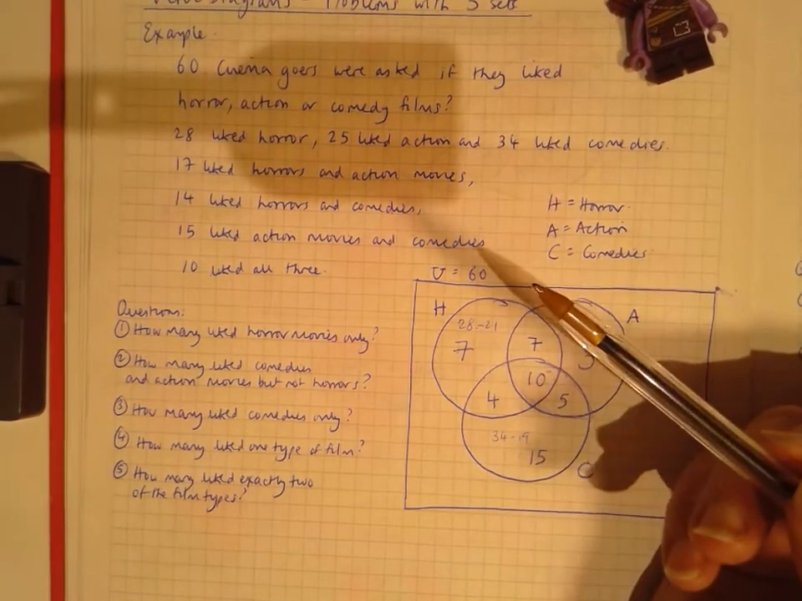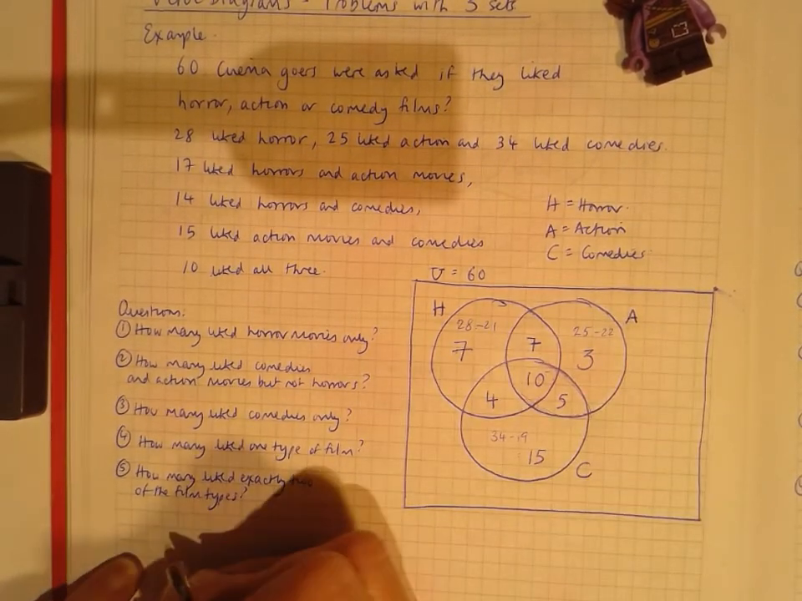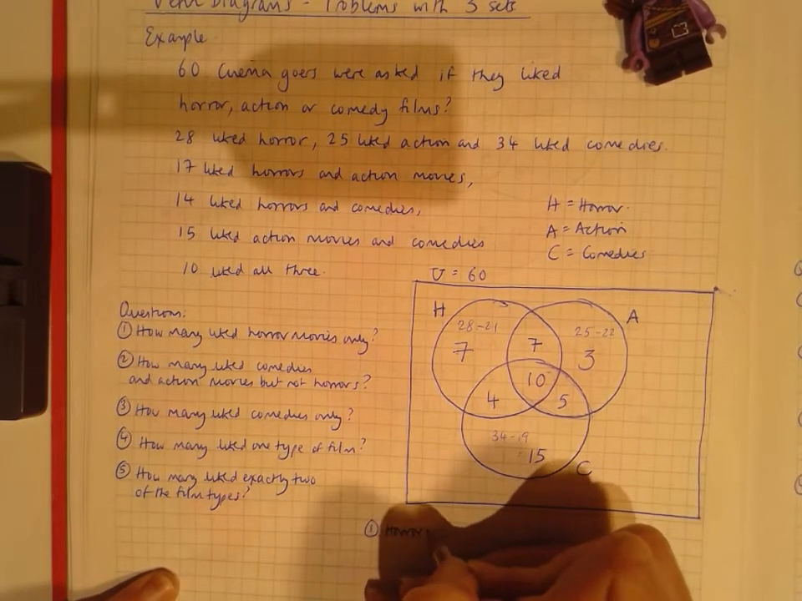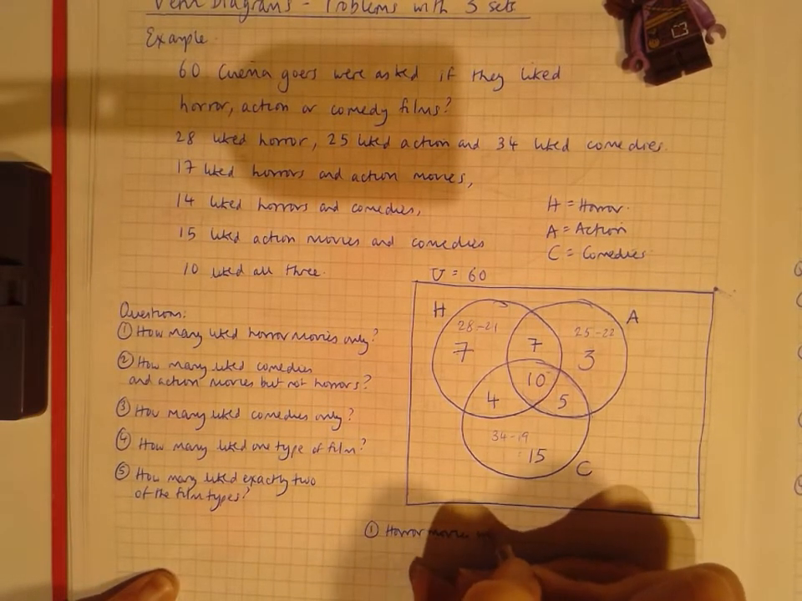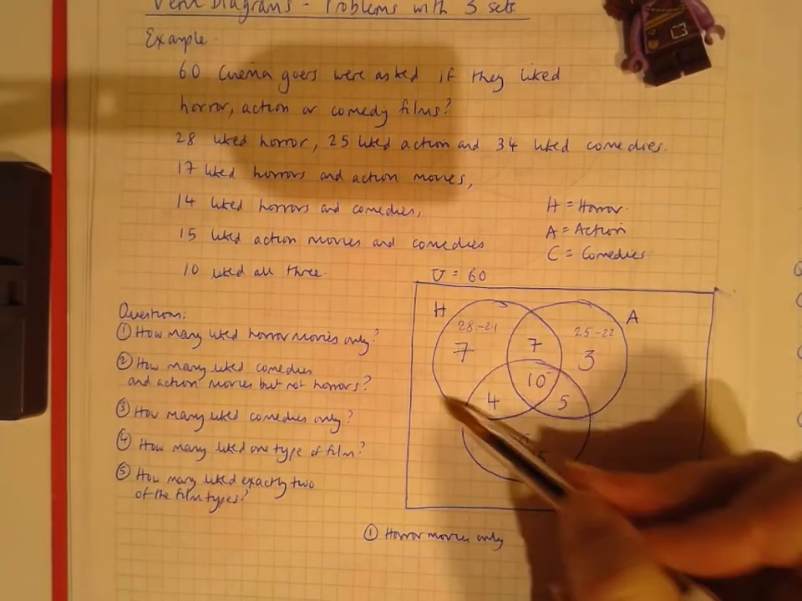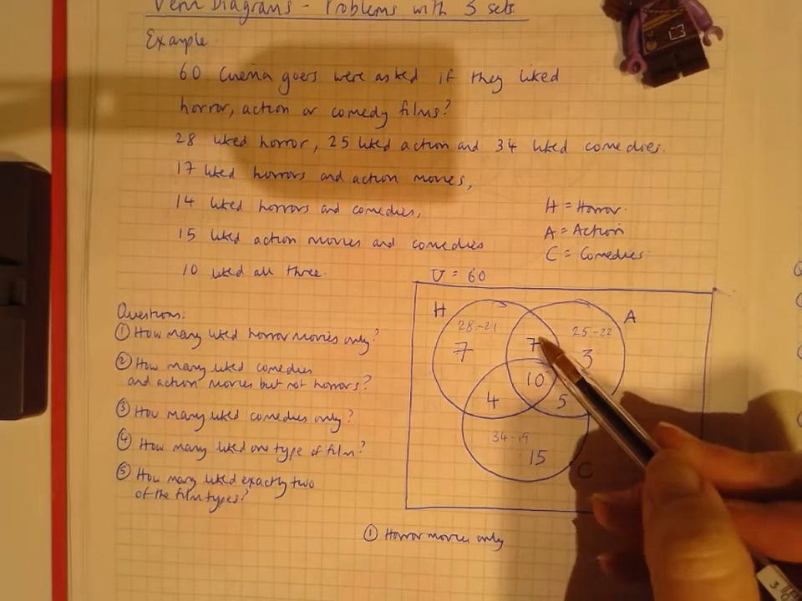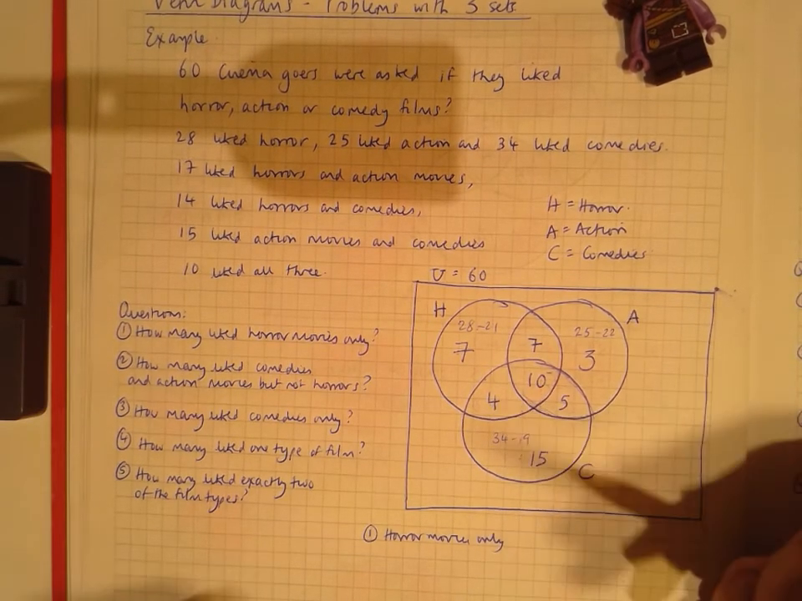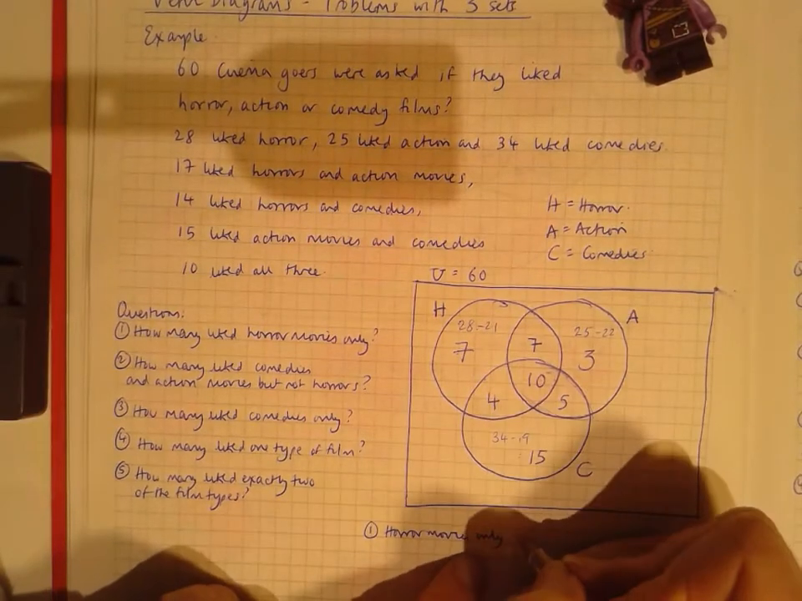Okay, let's try these questions. How many liked horror movies only? So horror movies only are going to be these 7 people. They're in the horror movie circle, but they don't like action movies, so they don't go in here. They don't like all three, so they don't go in here. And they don't like comedy, so they don't go in there. So those 7 people like horror movies only.